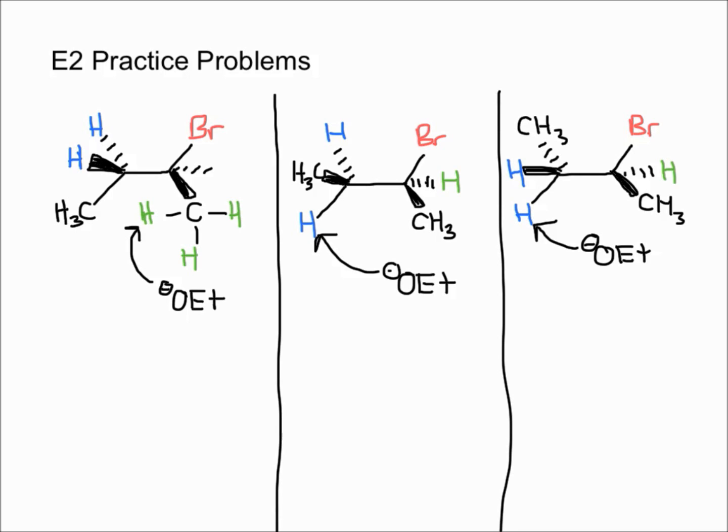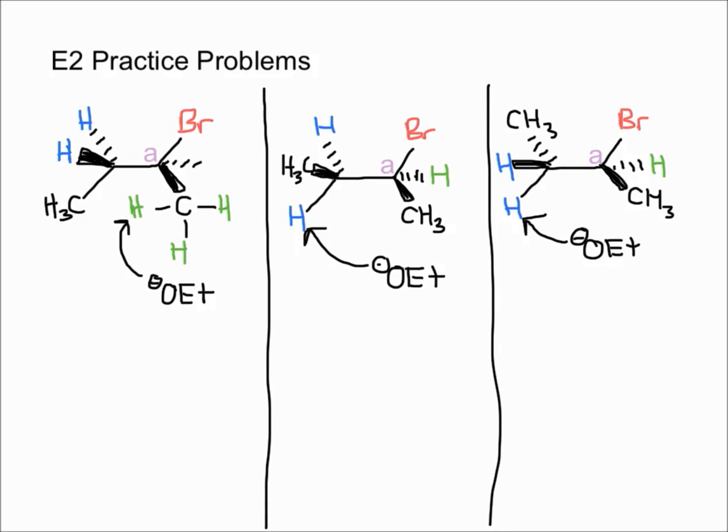What you can do right now is try and draw the molecule that will form after an E2 elimination reaction occurs. I'm telling you that it's going to be an E2 reaction. Additionally, I've put little purple A's on the alpha carbon. Remember that the beta hydrogen must be removed, which is on the carbon next to the alpha carbon.